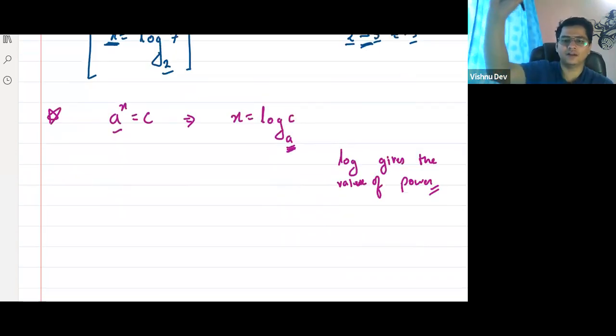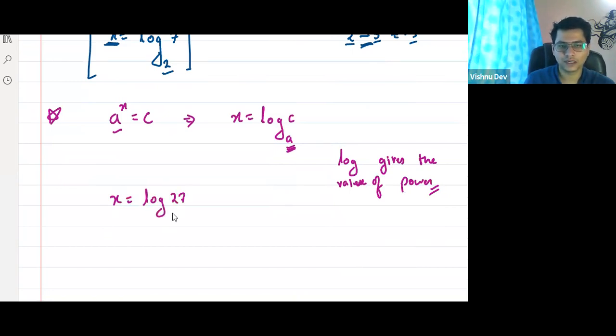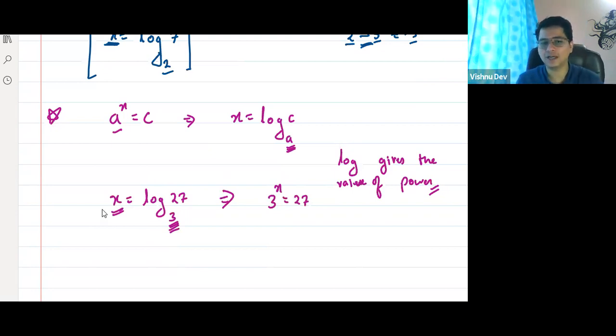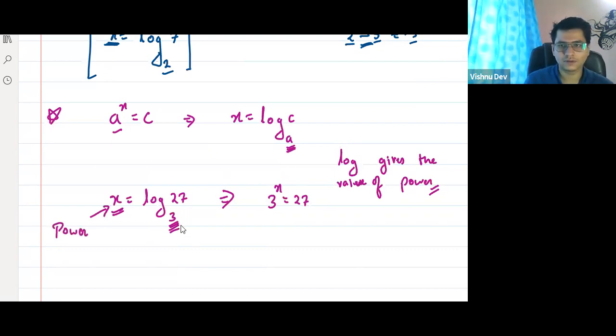So whenever you see log, what is the meaning? Sir, it is the value of power. Okay. For example, if I'm saying x is equal to log 27 base 3, right? So what's the meaning of this? Tell me. 3 raised to the power x makes 27. Exactly, because this is the base. So I can write it like this: 3 to the power x is equal to 27, and this is the power. So both are the same, na? It is just a representation. This is power, right? And this is base.